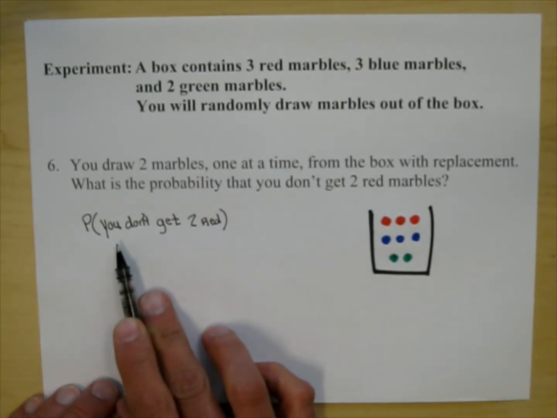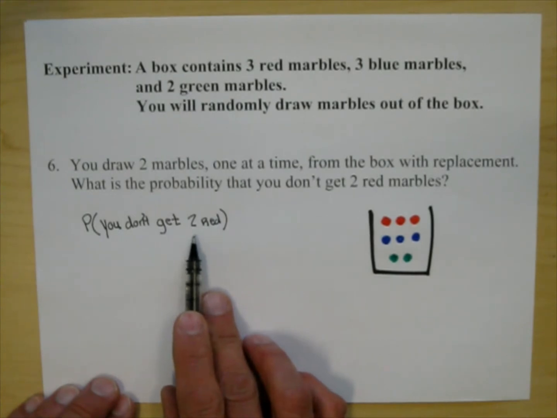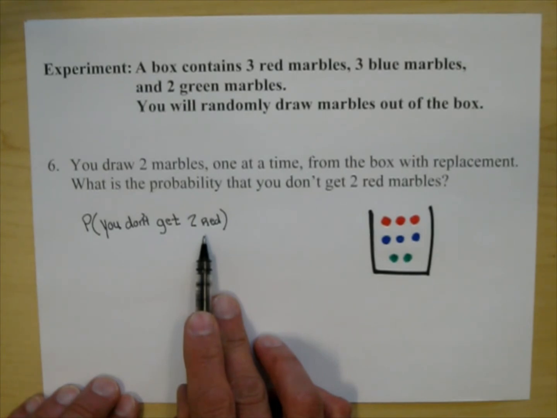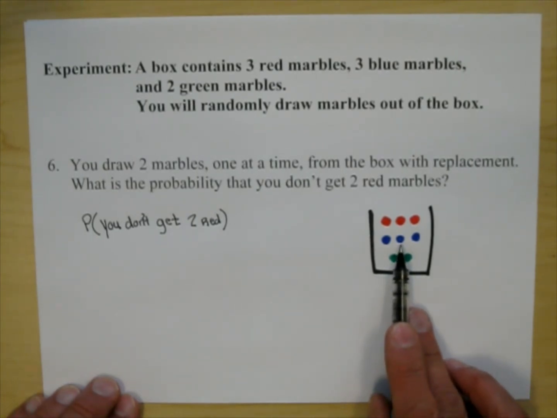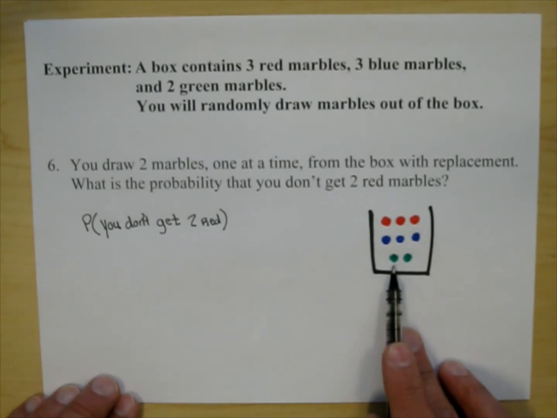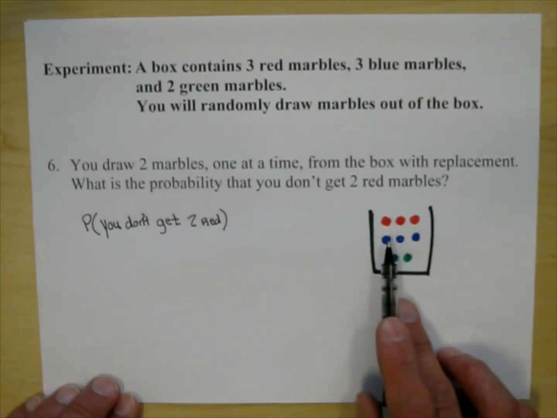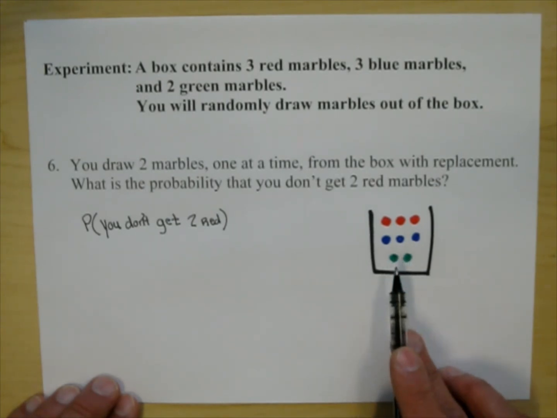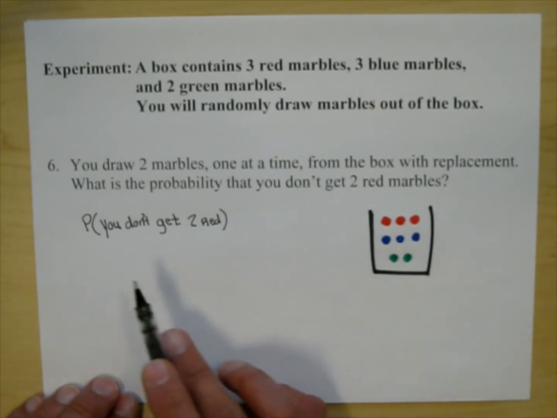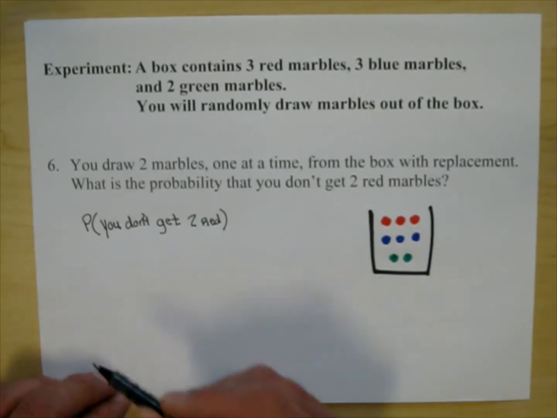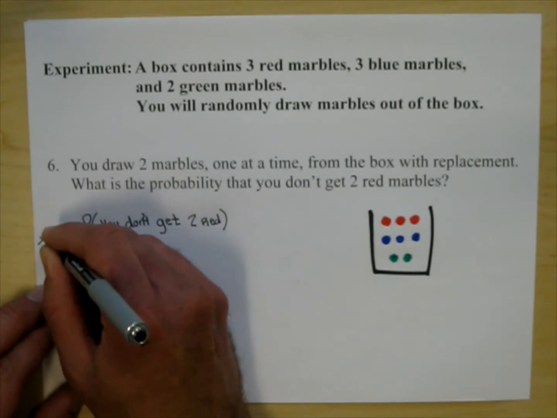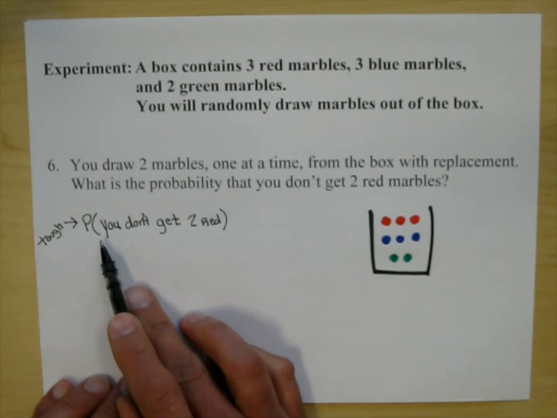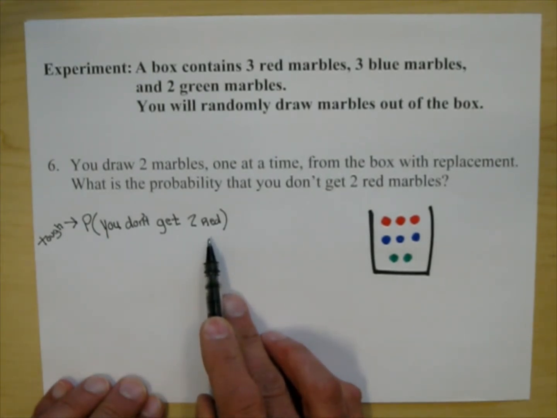Okay, so this problem right here, it's a tough problem because you don't get 2 red marbles means you can get like a blue and a green when you do this experiment. But it also means that when you do this experiment, you can get a red and a blue, okay? Or a green and a red. So this problem right here is, I'll say it, a tough problem if you were just to do this directly. Probability you don't get 2 reds.